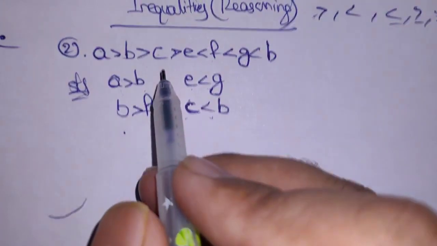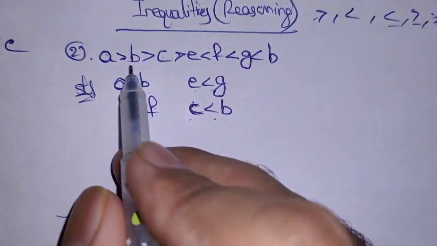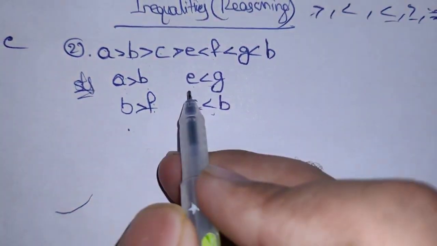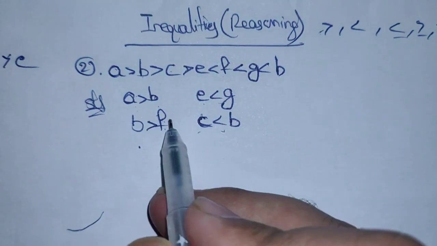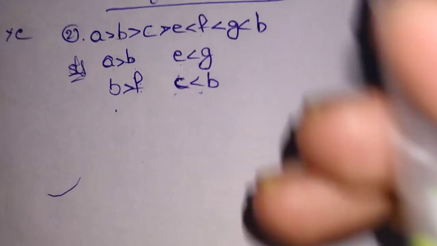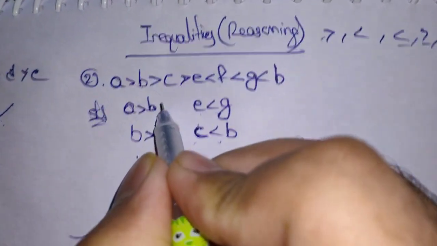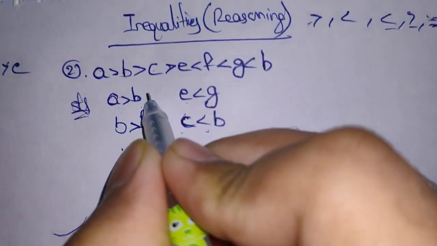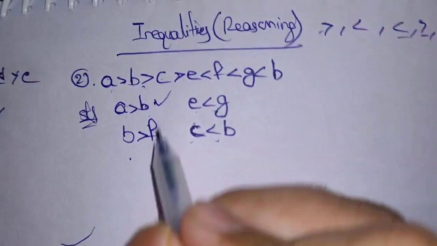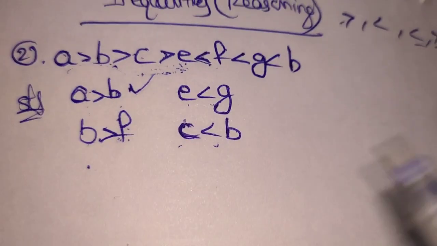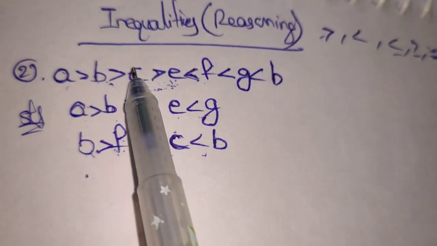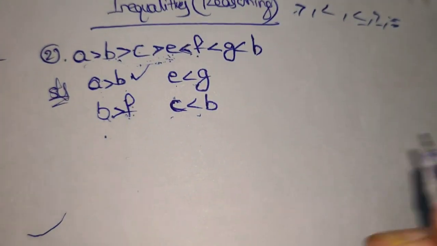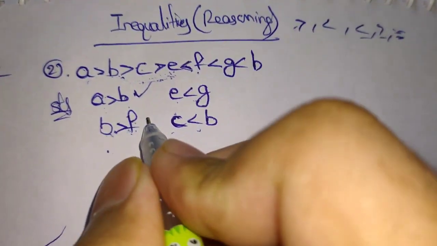Here's our second question. We have this question, and some are greater than symbols and some are less than symbols. Here are some statements that you have to see. Let us see the first statement: a is greater than b. In this statement it is true because we can see that a is greater than b, and here we can see that there is no relation between b and f, and the symbols are opposite between b and f, so we can say that it is a wrong statement.